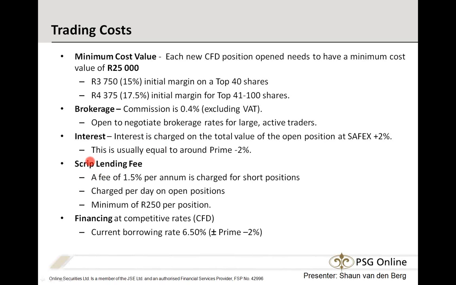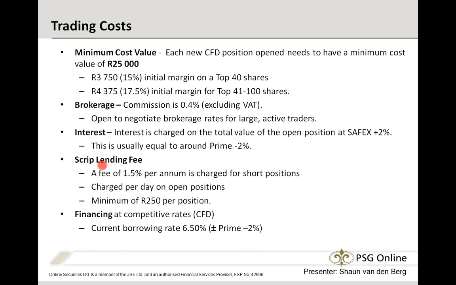So remember, with single stock futures, there's no cost to go short. With CFDs, there is a cost. So if you want to go short, rather use single stock futures. We talk about a scrip lending fee. So it's 1.5% per annum, or a minimum of 250 rand. Okay. So those are some of the big differences.